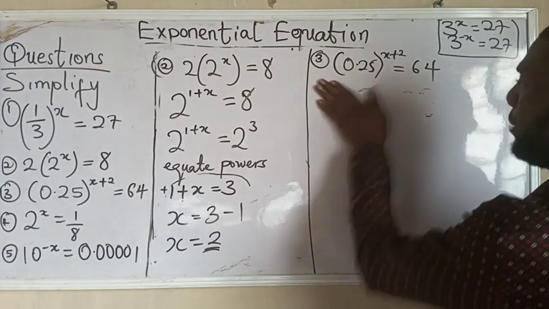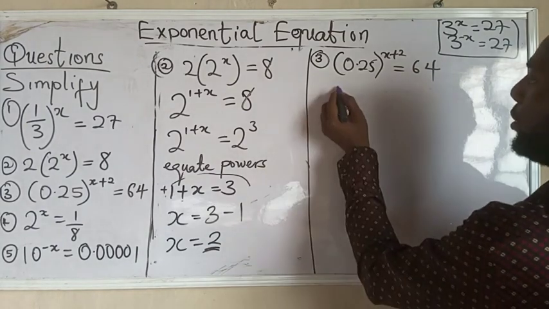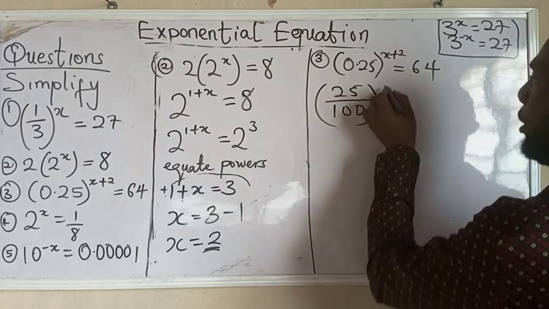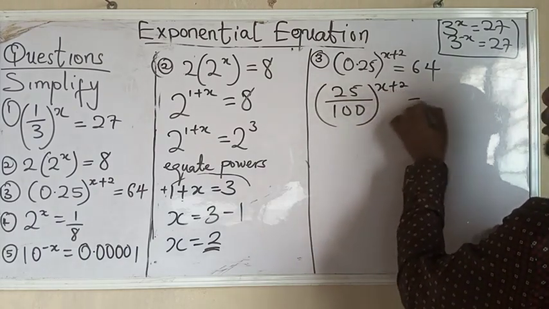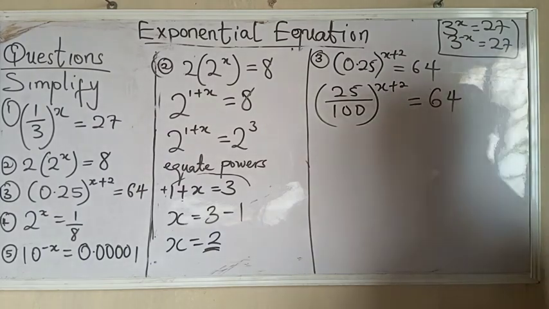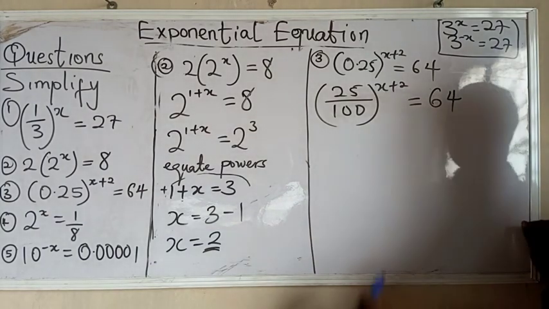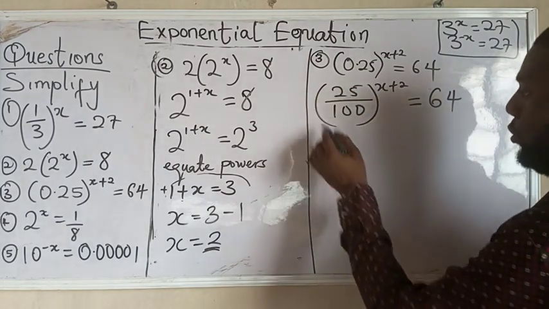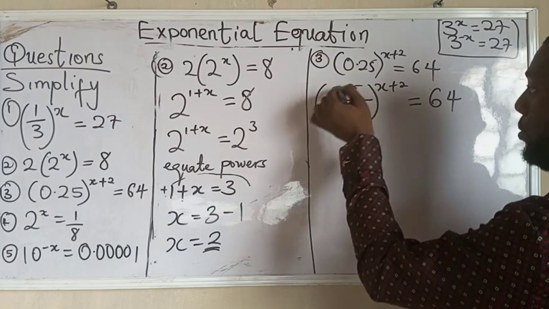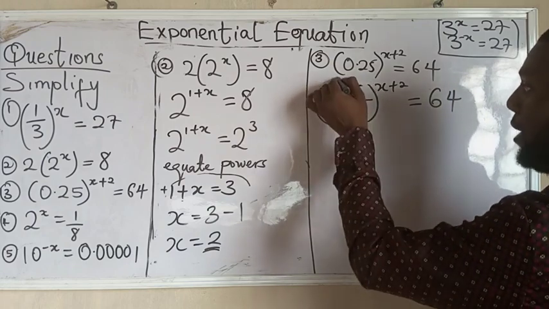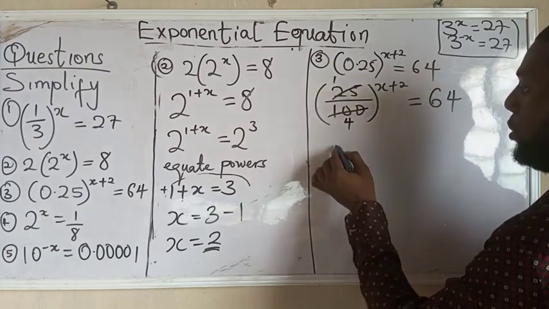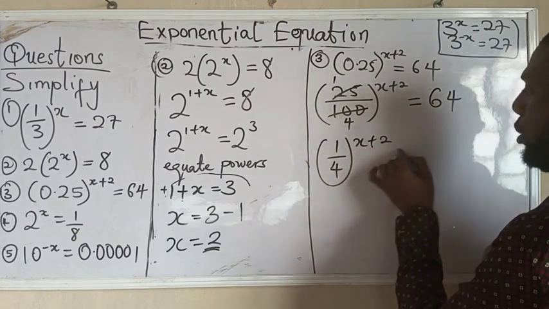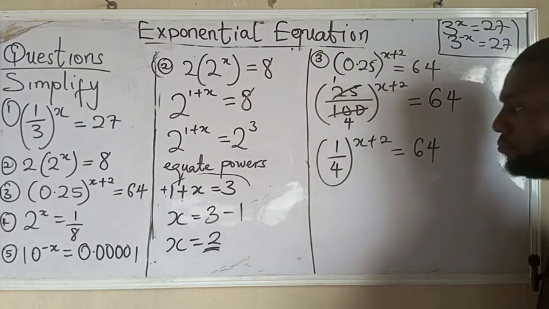So let's get back to work. So we have 25 over 100 all raised to power x plus 2 equals 64. From here, we are going to divide to its lowest term. The reason why it is like that, I will let you know later in this video. So 25 here, 1, here is 4. So it's just like saying 1 over 4 all raised to power x plus 2 equals 64.